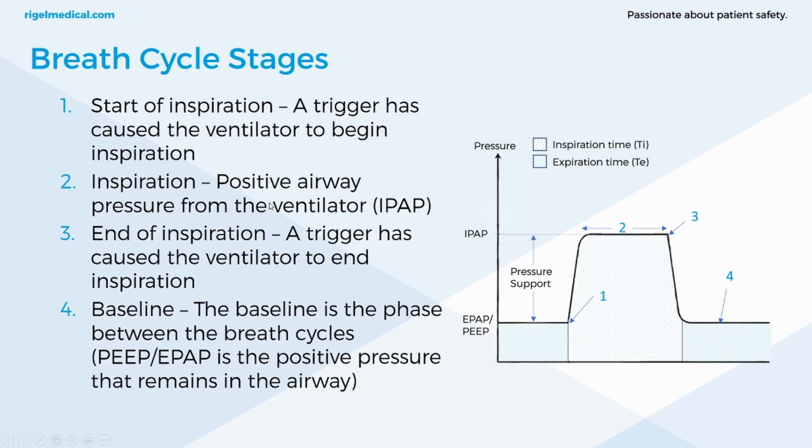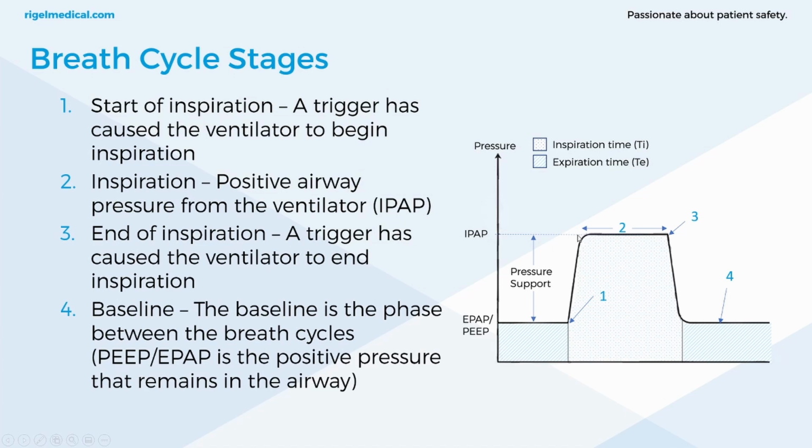Then we've got stage 2, which is the inspiration phase, the positive airway pressure from the ventilator, or IPAP. The limit in this case is set to pressure. The ventilator is outputting pressure until it reaches your IPAP level limit at the inspiration phase.